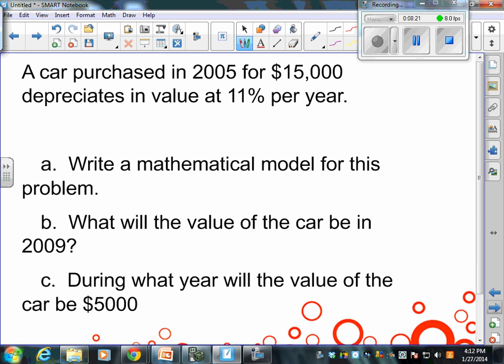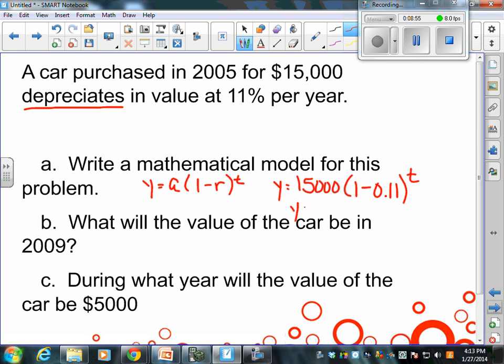One more problem. We have a car that was purchased in 2005 for $15,000. It depreciates 11% per year. So let's write a mathematical model. Because it's depreciating, that's the same thing as decreasing. I would have y equals a times (1 minus r) to the t. So a is my initial amount. I originally bought the car for $15,000. My rate is 11%.